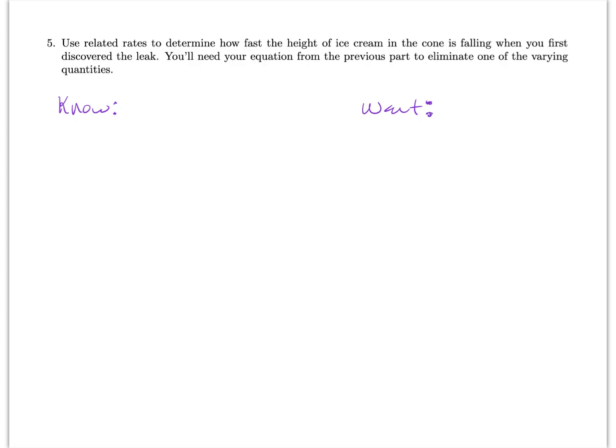Okay, so they told me the rate at which the ice cream is leaking out, and that is going to be dV/dt. It is negative a half, because the volume is decreasing, so the rate should be negative. And what we want is the rate at which the height of the ice cream is changing. How fast is the height of the ice cream falling? So I want dh/dt at the moment we discovered the leak, which is when h equals 6 centimeters.